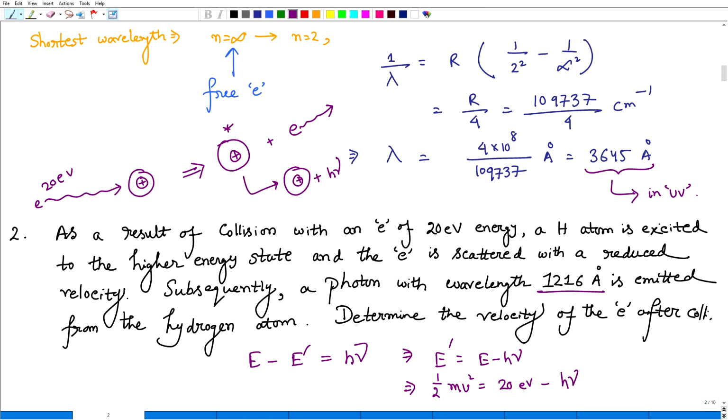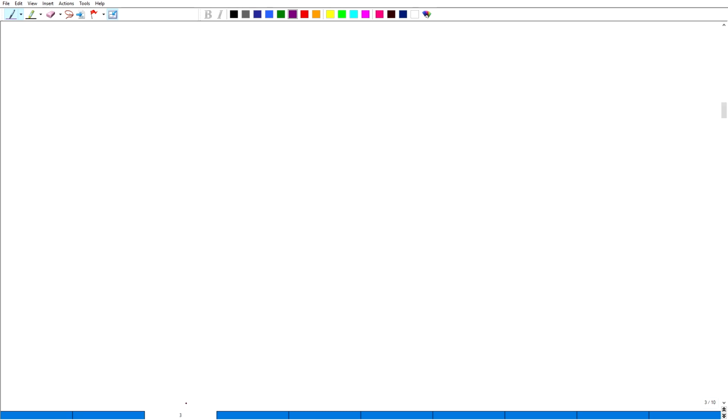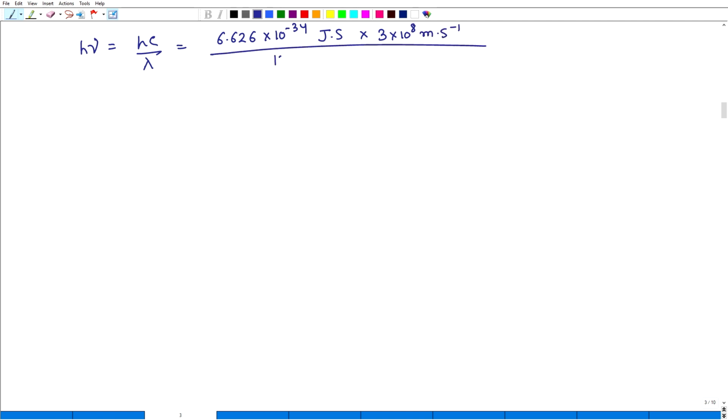So we have to now calculate this part. What is the h nu? Here the h nu is hc by lambda. As we know, h is 6.626 into 10 to the power minus 34 joule second. c is 3 into 10 to the power 8 meter per second, and lambda is given as 1216 Angstrom, which means 10 to the power minus 10 meter, since we are dealing with meters. So this is our expression.